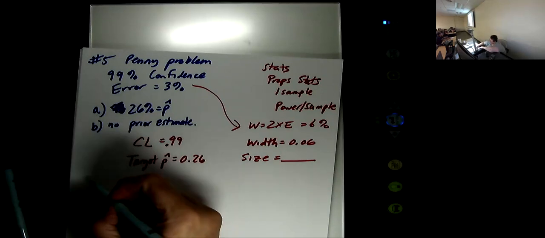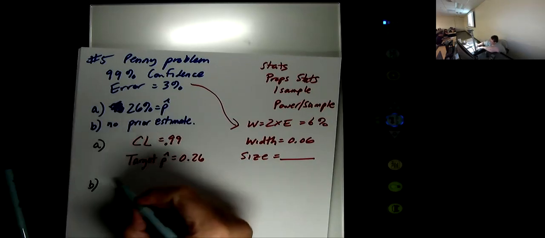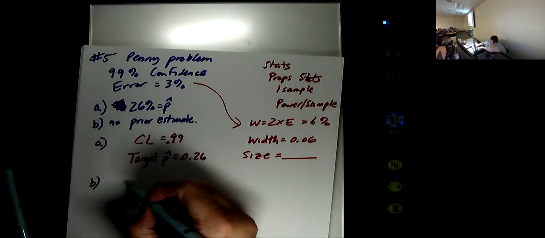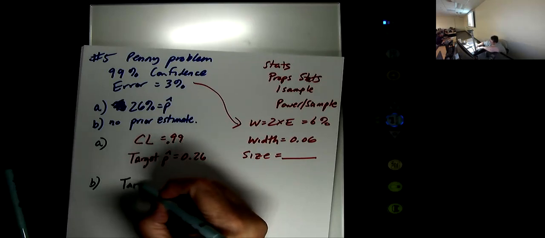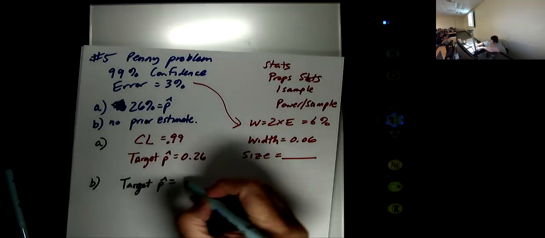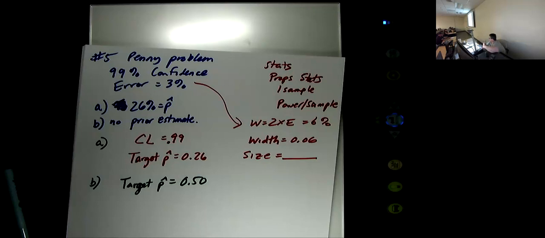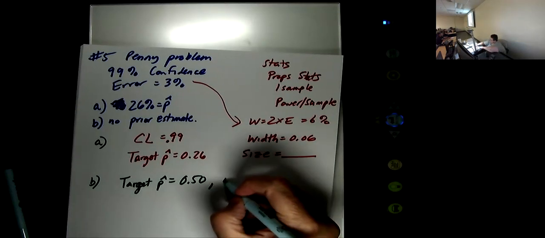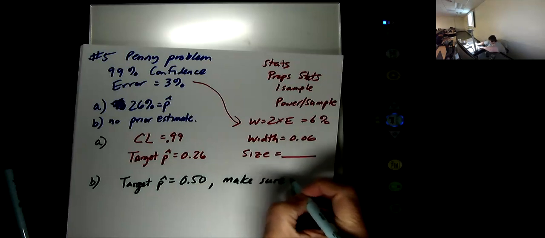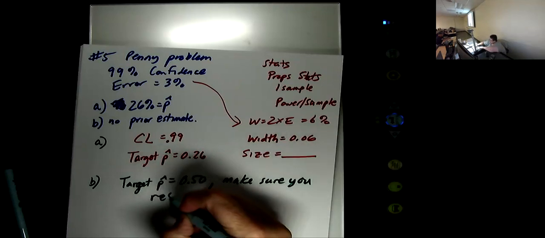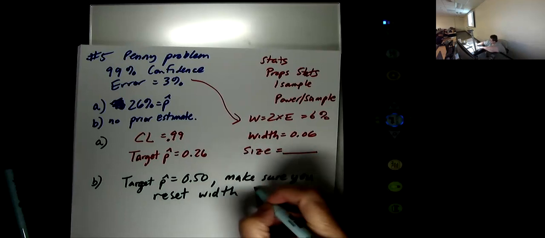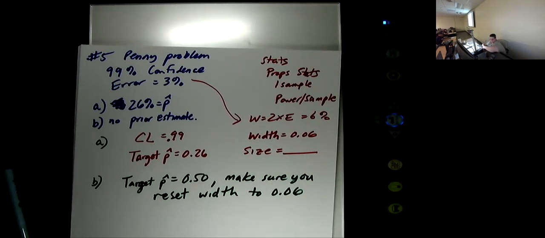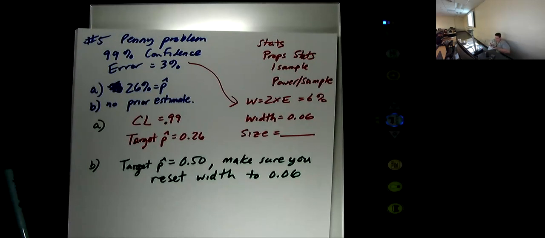That'll do it for part A. Part B, everything stays the same except we're going to change target p hat to 50%. If you don't have a prior estimate, use 50%. And make sure you reset the width. You'll see what I mean in a second, but I want to let you write that down. We'll bust this out on the computer and then we'll be done. And you will be free to roam.